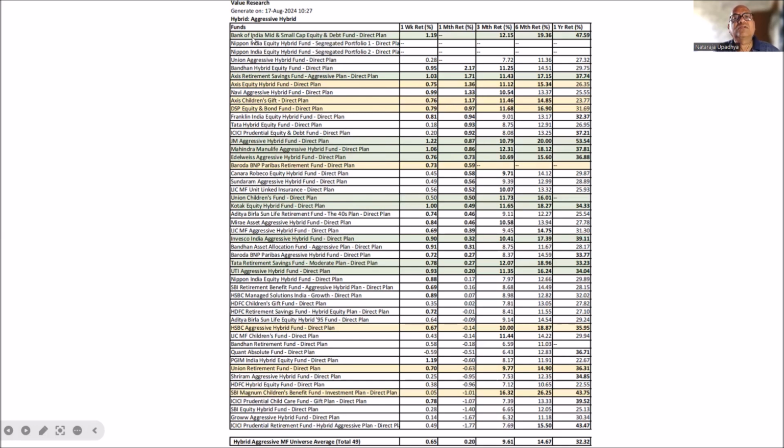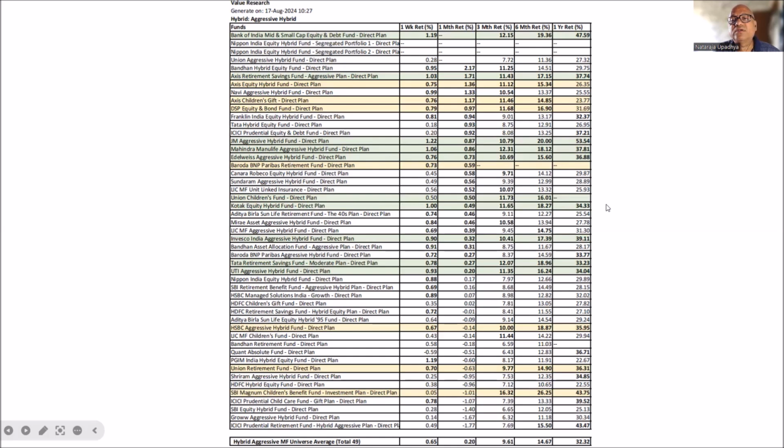Now let us look at the top green ones, which are basically having above average returns in all timelines. Bank of India Mid and Small Cap Equity and Debt Fund has given you 47.59%. The data for monthly, for some reason, is missing. Axis Retirement Savings Fund Aggressive Plan 37.74 for the year. JM Aggressive Hybrid Fund 53.54. Mahindra Manulife Aggressive Hybrid Fund 37.81. EW's Aggressive Hybrid Fund 36.88.